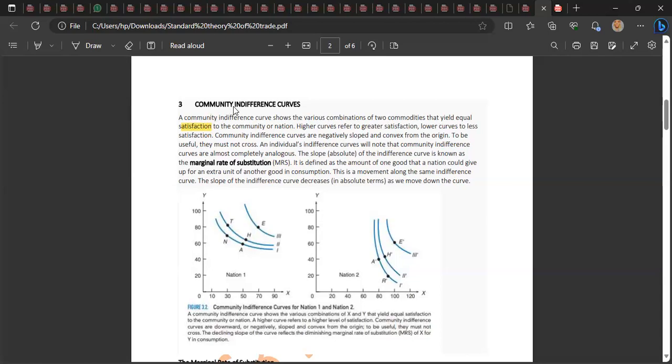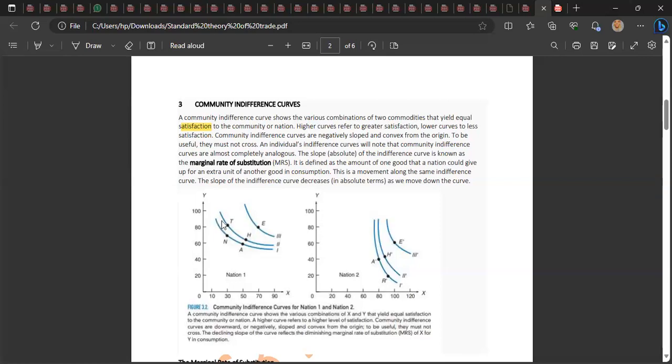So in terms of community indifference curves, if it's community, then it's for everyone. It's not just you alone. We are saying people in general want to consume two commodities, right? But there are different combinations of that consumption. There are different combinations of that consumption.